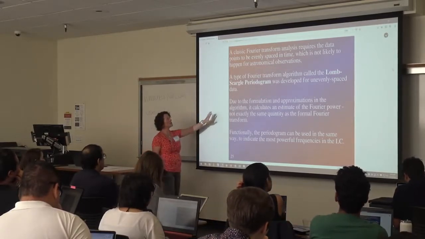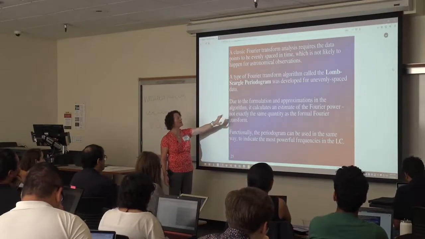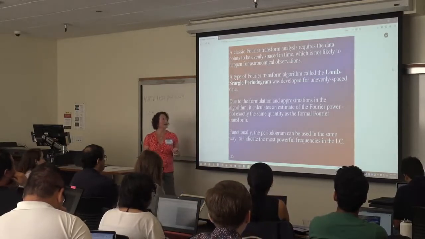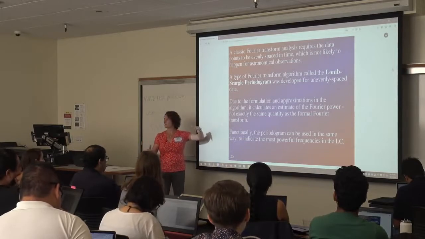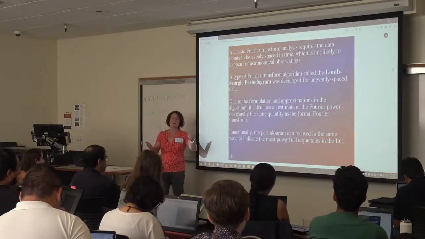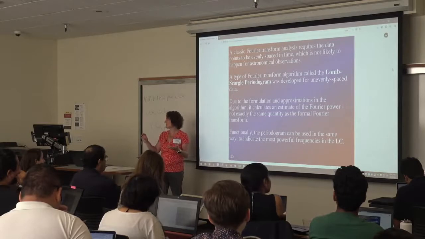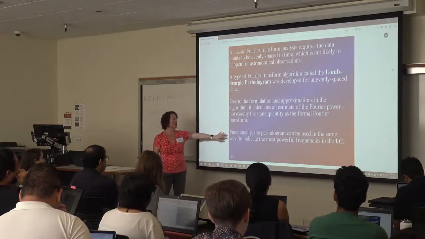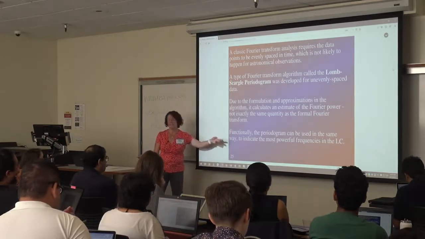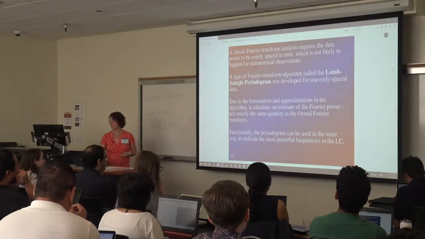And due to the formulation and approximations in the algorithm, it calculates an estimate of the Fourier power. It's not exactly the same quantity as a Fourier transform, but we still tend to call it power. That's how we compare it, and it makes the same kind of graph, so that's what we look at. So functionally, the periodogram can be used in the same way to indicate the most powerful frequencies.